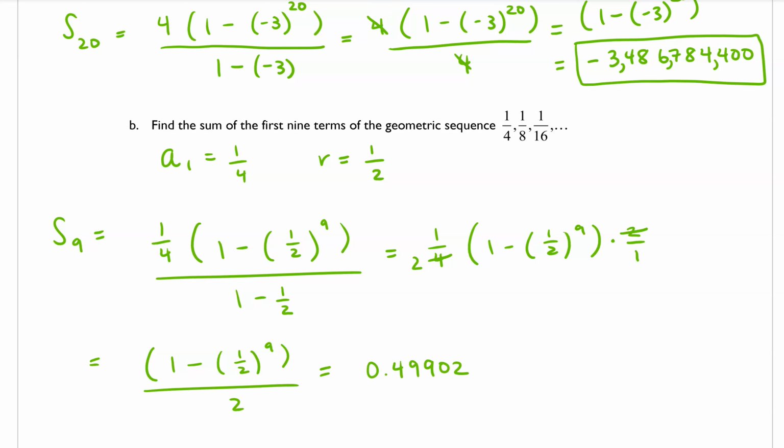I went ahead and put that into my calculator and rounded it to 5 decimal places.